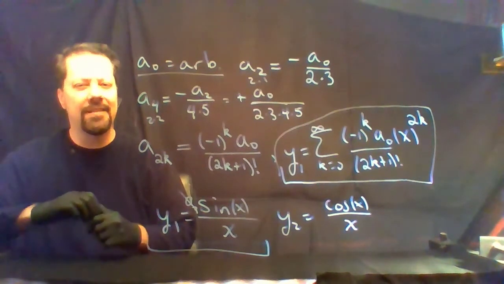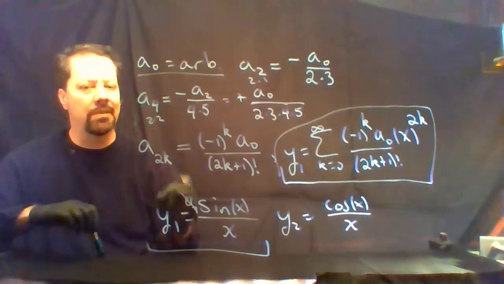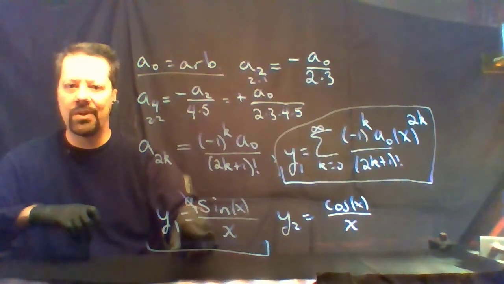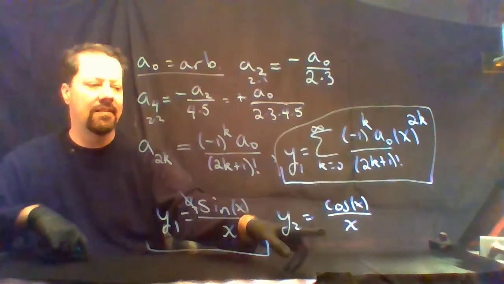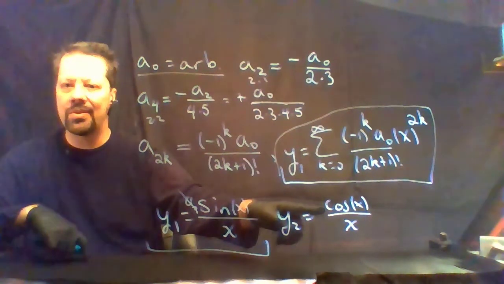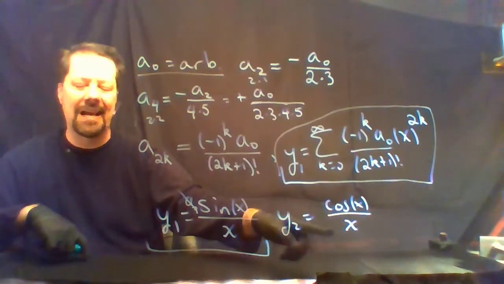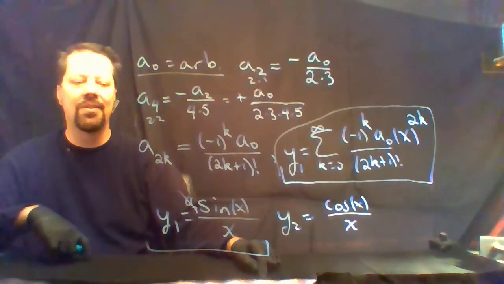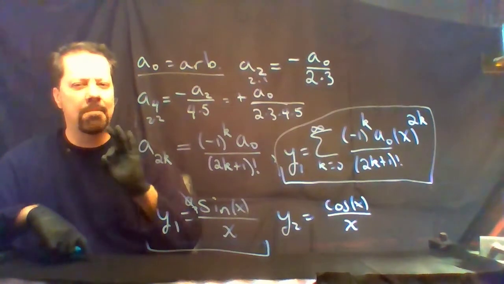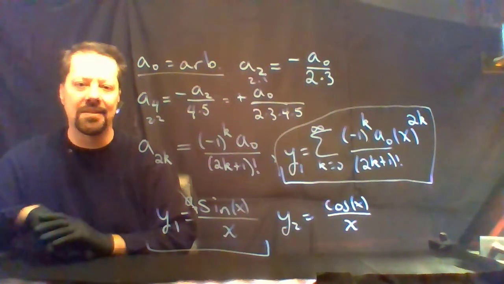You can see this function has a problem at x equals 0. It's more serious than this one. This one you can patch the hole. This one you can't, because as x goes to 0 in the numerator, cosine goes to 1, but the denominator will go to 0. So this function has a singularity at x equals 0. That is important for applications.